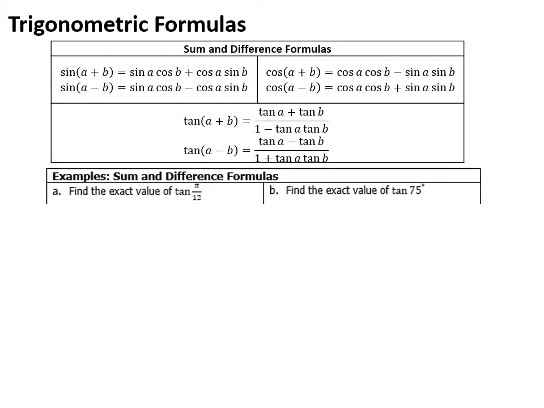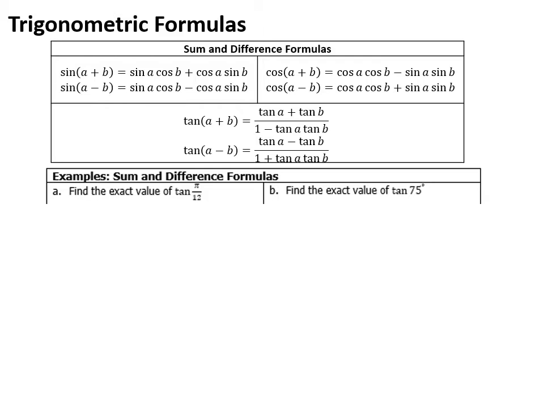Trigonometric formulas, we can add and subtract, so sine of a plus b or sine of a minus b. It's going to be sine of a, cosine of b, plus cosine of a, sine of b for the addition of the angles. Subtraction, it's the same thing but minus. Cosine of a plus b is cosine of a, cosine of b minus sine of a, sine of b, and cosine of a minus b is cosine of a, cosine of b plus sine of a, sine of b.